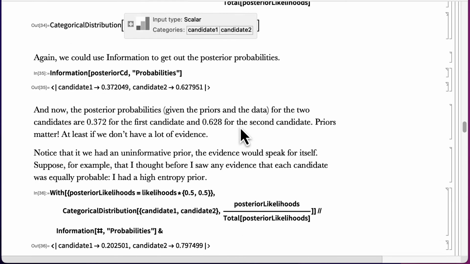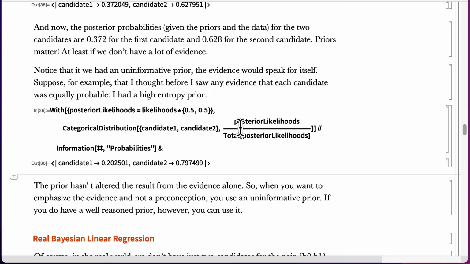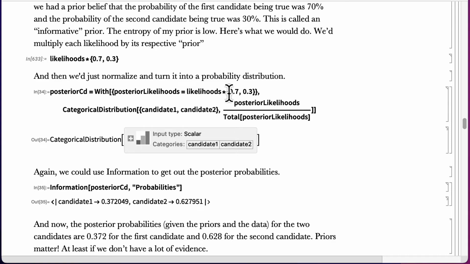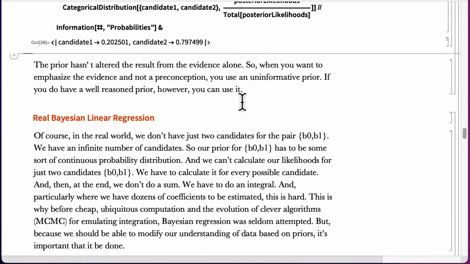That's exactly the same thing I got when I didn't use Bayesian regression. So in some sense, what Bayesian regression is doing is it's skewing the results from the data by using the prior. And what that tells us is, when you want to emphasize the evidence and not a preconception, you need to use an uninformative prior. Your prior distribution should have as high entropy as possible. But if you have a well-reasoned prior, if you really do think, hey, there's a good reason to think that it's 70% candidate 1, 30% candidate 2, then you can and should use it.